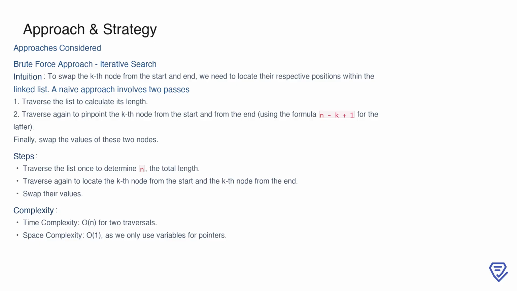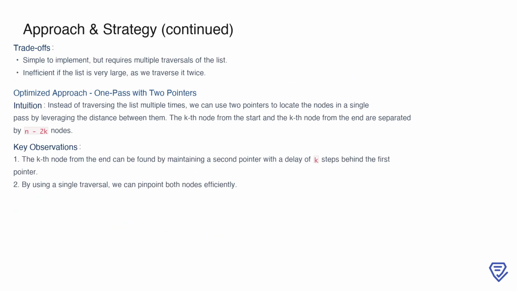This method is simple to implement and has a time complexity of O(n), as it requires two full traversals of the list, while the space complexity is O(1), since we only use a few additional variables to store pointers and counters. While the brute force approach is conceptually simple, it has trade-offs. The need for multiple traversals makes it less efficient, especially when working with very large linked lists.